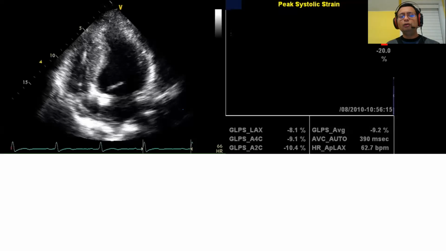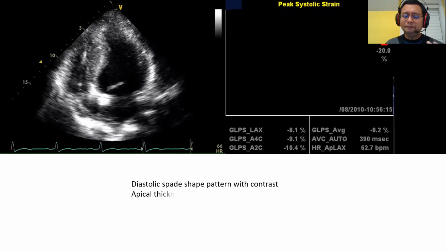All right. Now let's look at the echocardiogram. This is not a moving echocardiogram. However, let me tell you that the apical thickness is more than 1.5 centimeters, right? When you do contrast, the patient has a diastolic spade-shaped pattern. The apical thickness is 1.5 centimeters. Ejection fraction is preserved at 60%. Does this patient have diastolic dysfunction or not? Do you need to use algorithm 1 or not? No, right? This patient already has myocardial disease.